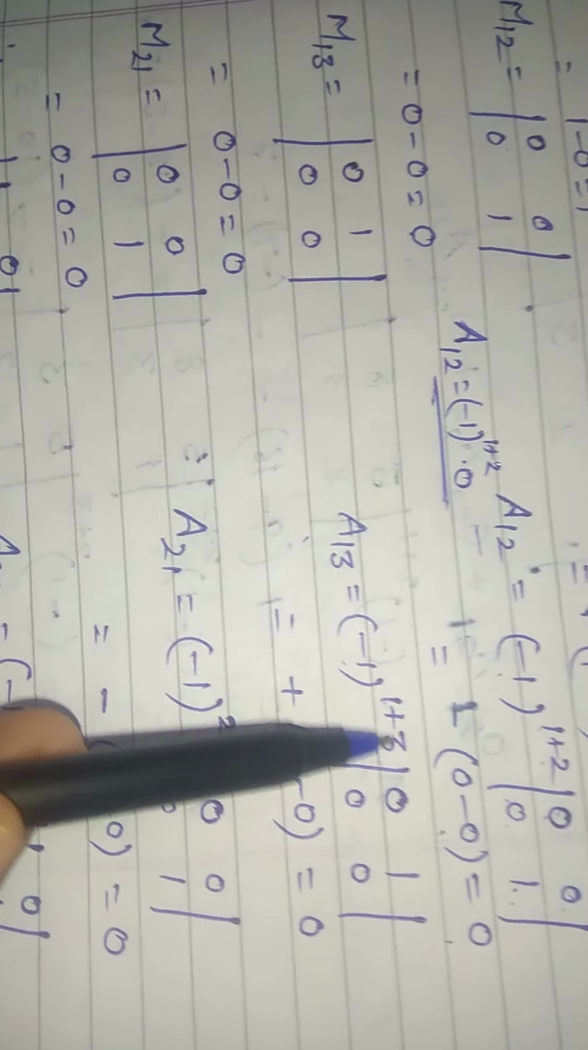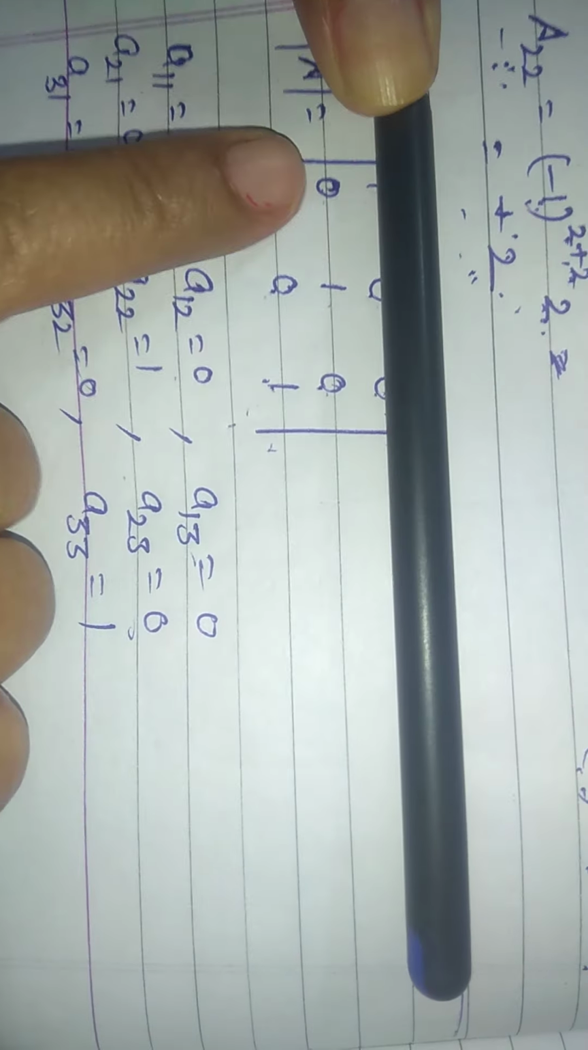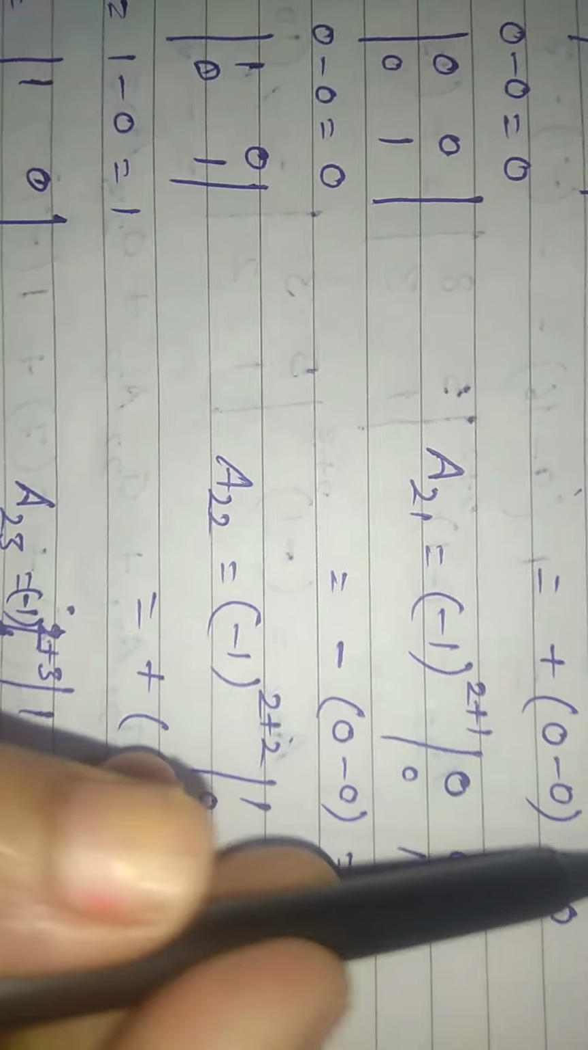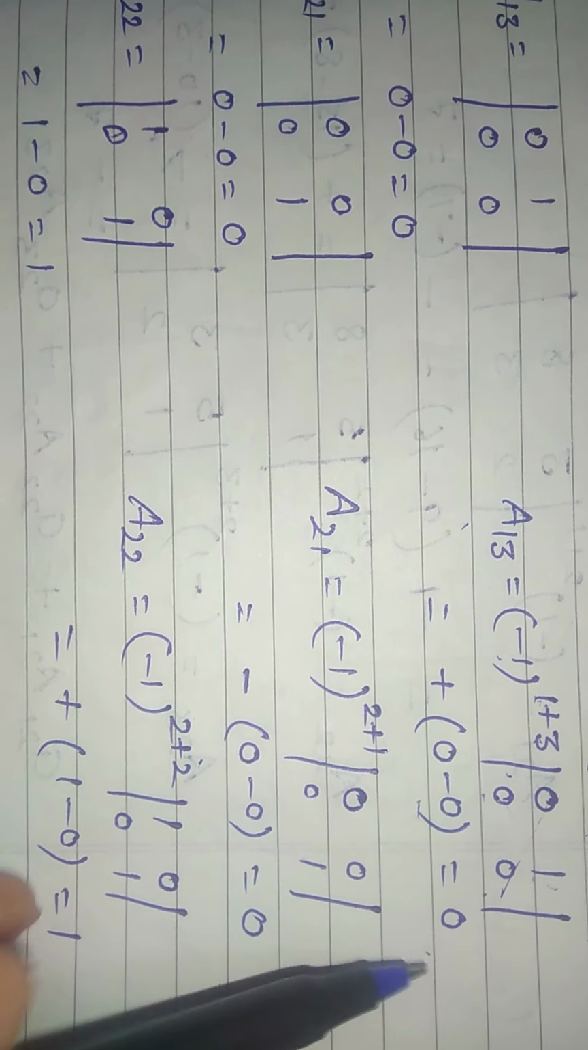A13 is minus 1 raised to power 1 plus 3. If you want to find the cofactor of A13, leaving these elements and these elements, what is left here? 0 1 0 0. Then you will take 0 1 0 0, then 0 minus 0, it is 0. Similarly you will find all these.